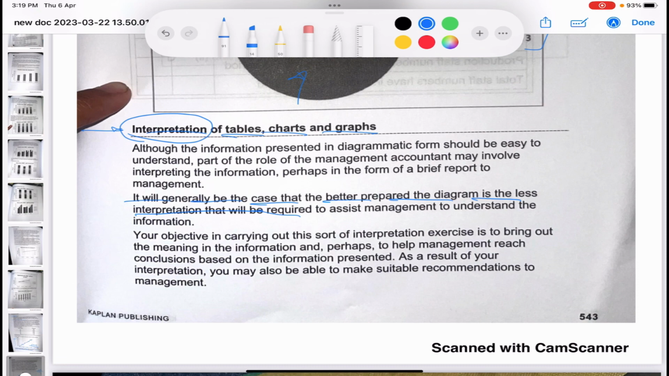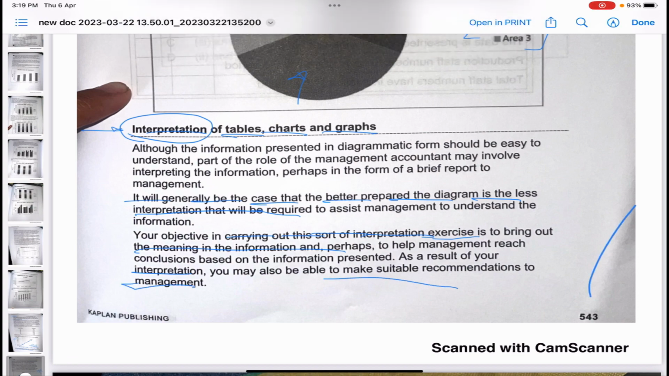So the more diagrams you have, and the more explanatory diagrams you have, the less effort it is to create the interpretation report. Your objective in carrying out this sort of interpretation exercise is to bring out the meaning in the information, and provide it to help the management in making various decisions and drawing conclusions based on the information which we have presented. As a result of your interpretation, you may also be able to make suitable recommendations.